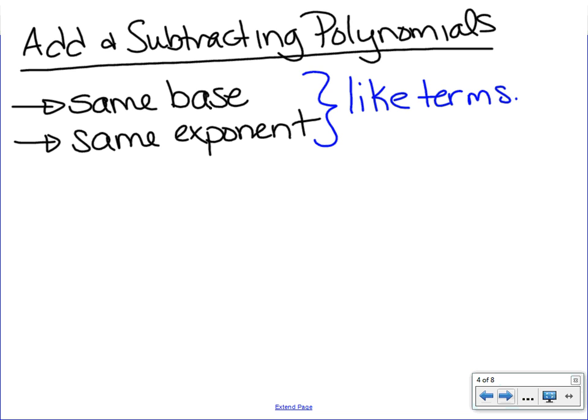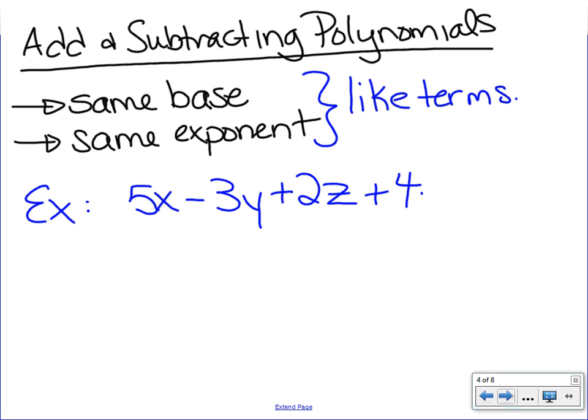Example, 5x minus 3y plus 2z plus 4y minus 1z. In this example, the only things you can add together are the ones with the same variables. Same variable, same exponent on that variable. If you take a look at our variables, they all have a hidden exponent 1. So try and draw in those 1s so you don't forget they're there.